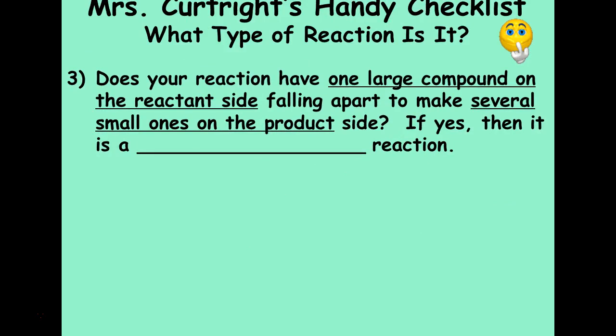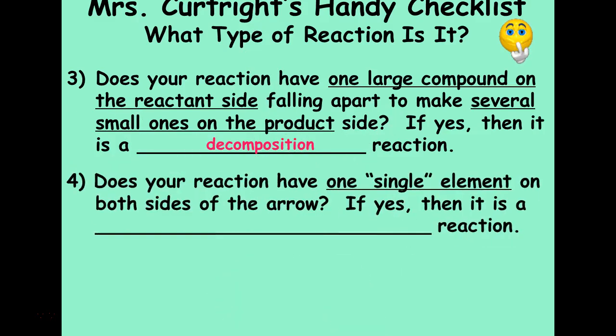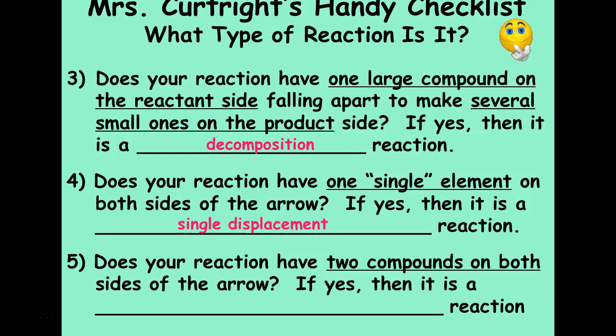Does your reaction have one large compound on the reactant side falling apart to make several small ones on the right-hand side, or on the product side? If yes, then it's a decomposition reaction. Does your reaction have one single element on both sides of the arrow? If so, it's a single replacement reaction. And lastly, does your reaction have two compounds on both sides of the arrow? If yes, then it is a double displacement reaction.